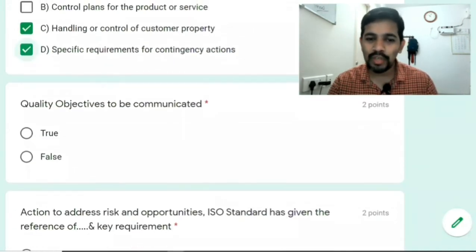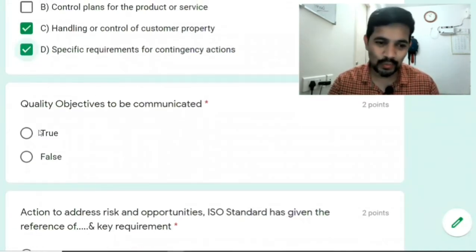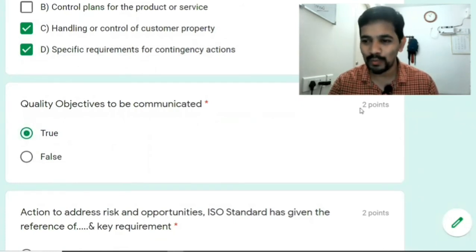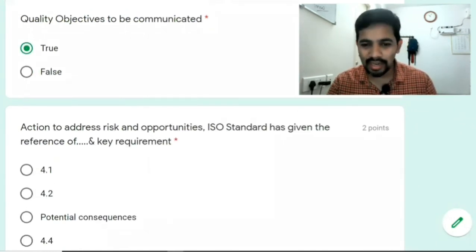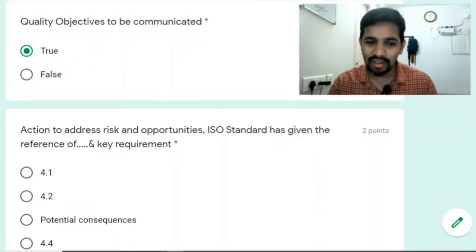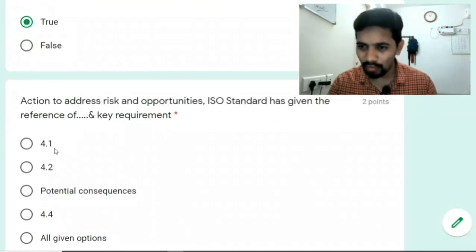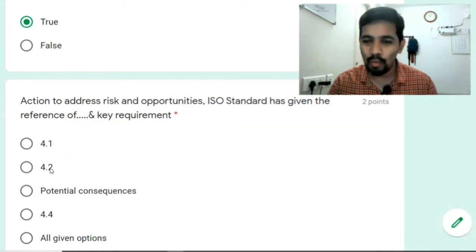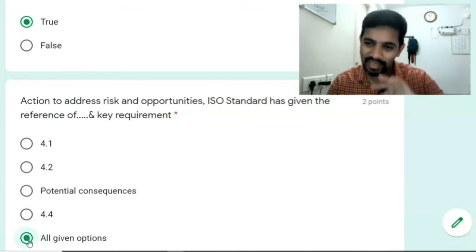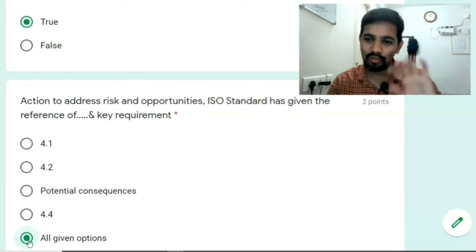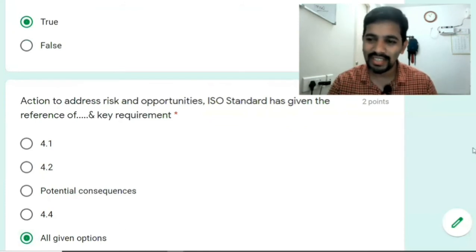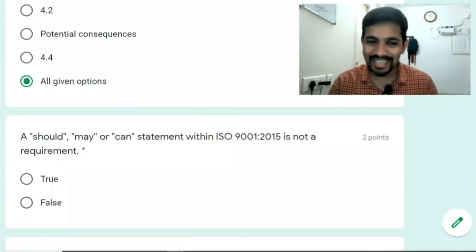Another one. Quality objective to be communicated. Yes, true. Where will you get this information? 6.2, right? Actions to address risk and opportunity. The ISO standard has given references to other key requirements. If you look at 6.1, you will have the 4.1 reference, that is internal and external issues, 4.2, that is interested parties, and potential consequences and the QMS and its processes, all given options. So these three references you will get in 6.1. For example, if you read 6.1, you will find 4.1, 4.2, 4.4 references. Okay, that was a little tricky question.